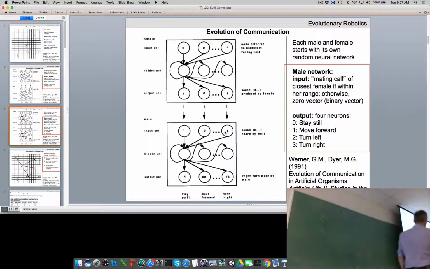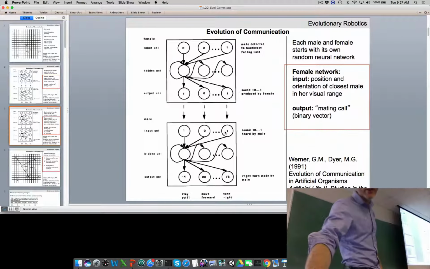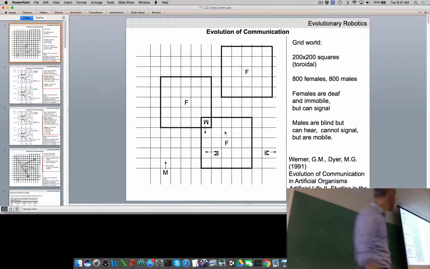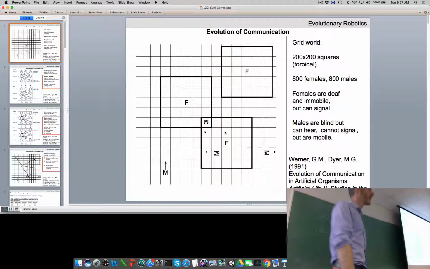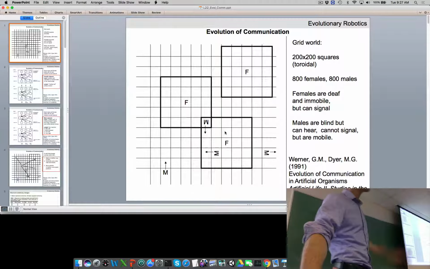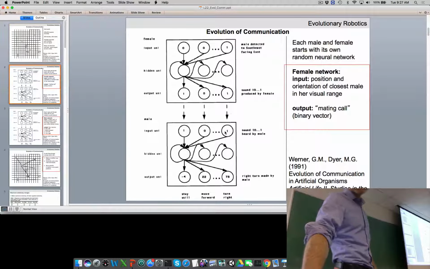So the male network takes as input any song heard by a female. If a male is outside of a female's signaling radius, what do you think arrives at the input layer of this male's network? All zeros, right? The male doesn't hear anything. Okay.